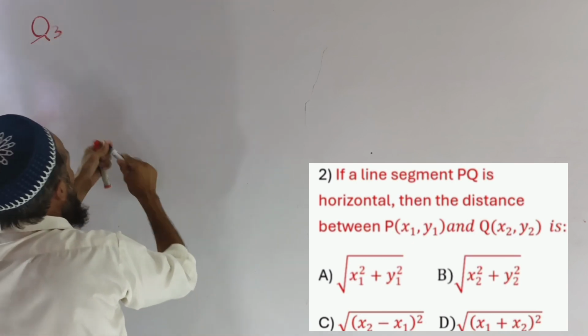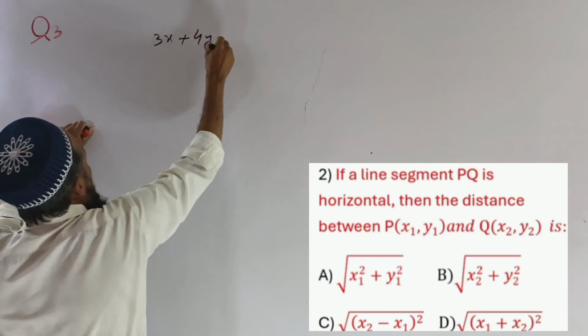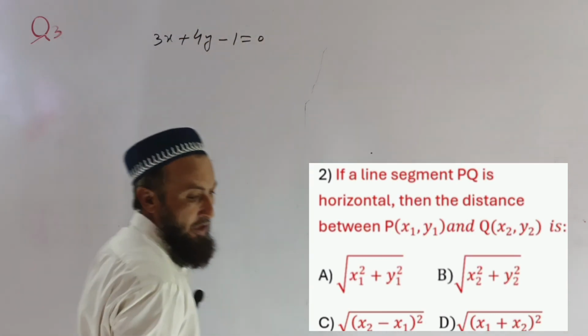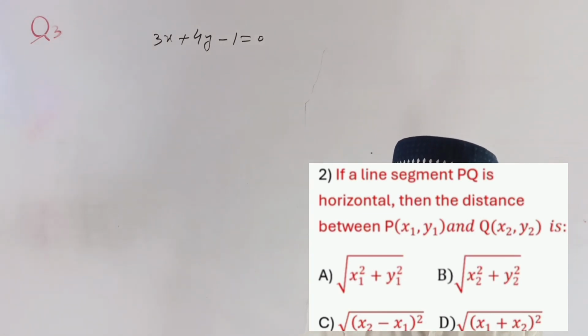3x plus 4y minus 1 is equal to 0. That is the perpendicular distance of the line.